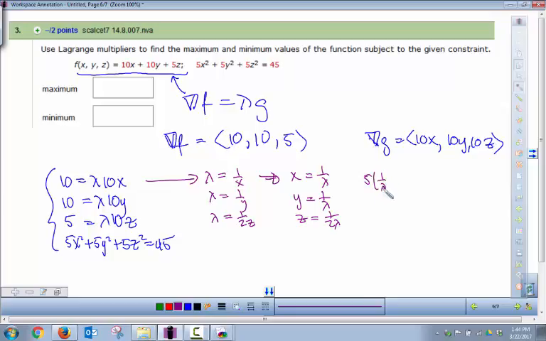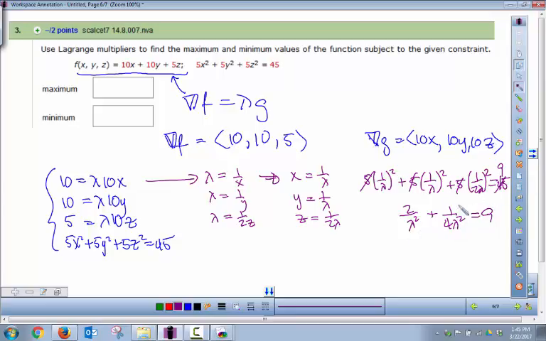5 times 1 over lambda squared plus 5 times 1 over lambda squared plus 5 times 1 over 2 lambda squared is equal to 45. I suppose we could have just knocked off the 5 and called it 9, right? So there's 3 of these. No, there's 2 of these. 2 over lambda squared plus 1 over 4 lambda squared equals 9.